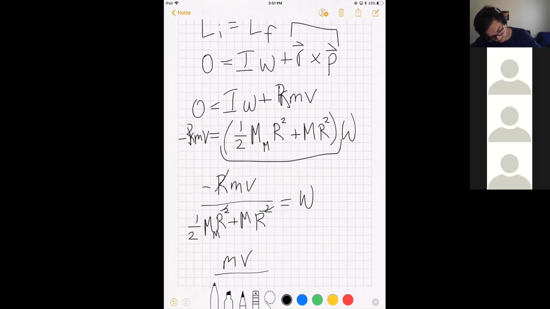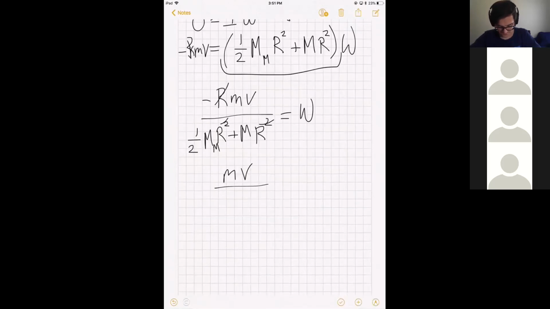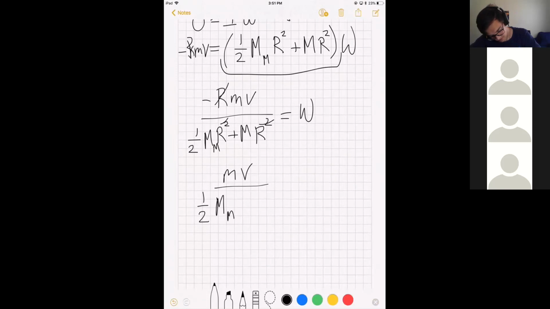There we go. Yeah, so 1/2 m_M r squared plus M r squared equals omega. This is kind of a nasty formula, but it gets the job done. So we plug in numbers to this. We know what every single one of these are. After we do that, we get a value of 0.5 radians per second. So those of you who picked A, that's correct.